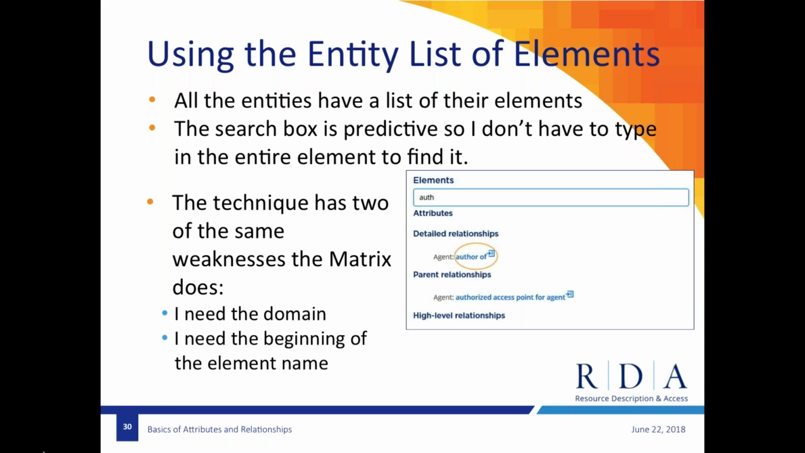So if I know either the entire name of the element or just the first couple of letters, I can do a search for that and find it just by typing AUTH. I can find author of. So it's right there, circled in orange. Now the weakness of finding elements this way is I needed to know the domain, just like with the relationship matrix. I need to know that the domain is agent, and I need to know the beginning of the element name. I might not need to know the whole thing.